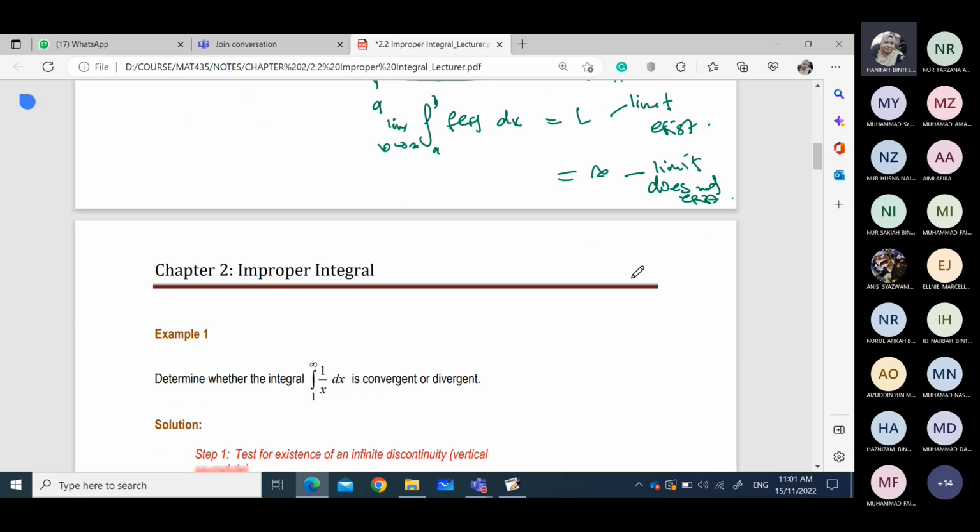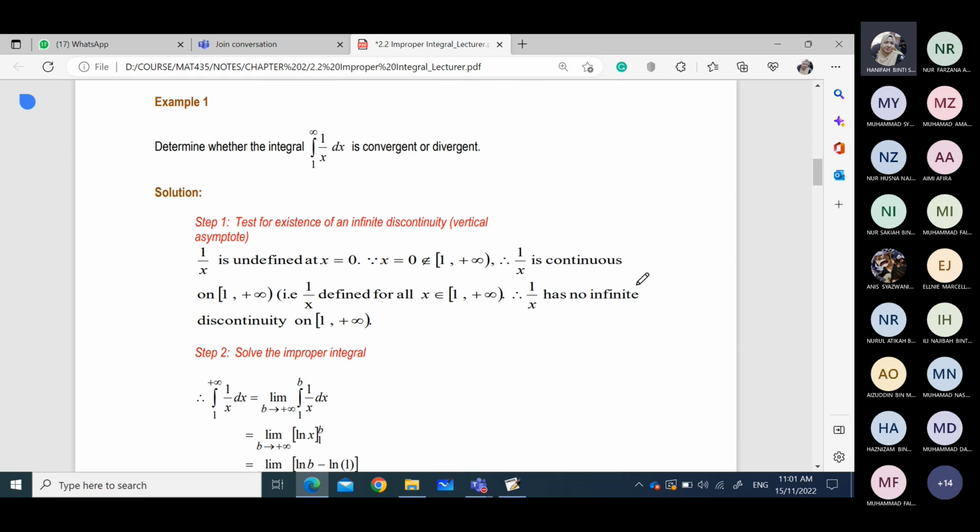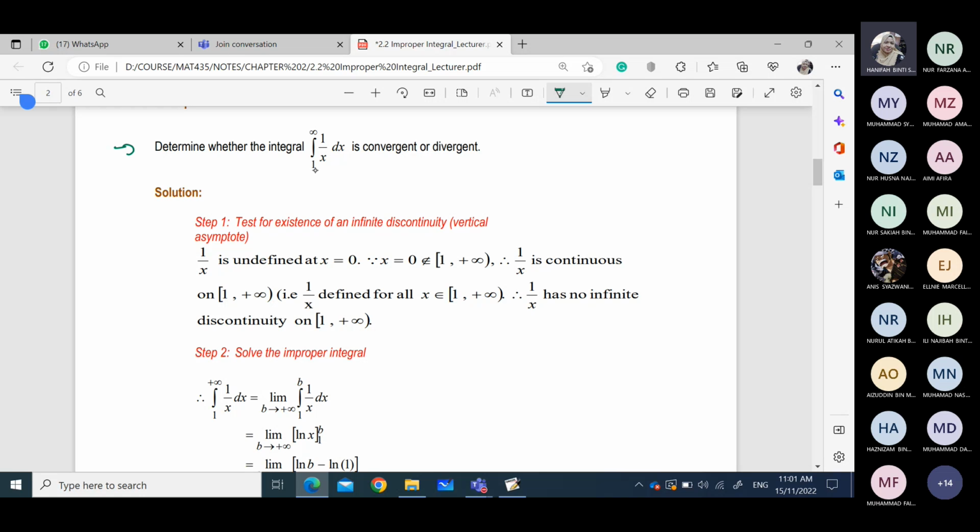Okay, any more questions? None. Right, so if there are none, we go to example 1. In this example, we need to determine whether the integral of 1 over x, where x is from 1 to infinity, is convergent or divergent. So the interval of x is 1 to infinity. Bear in mind, convergent means that the limit exists, and diverge means that the limit does not exist.